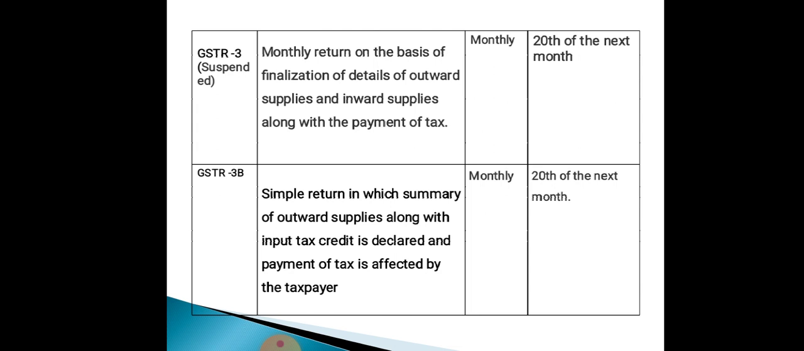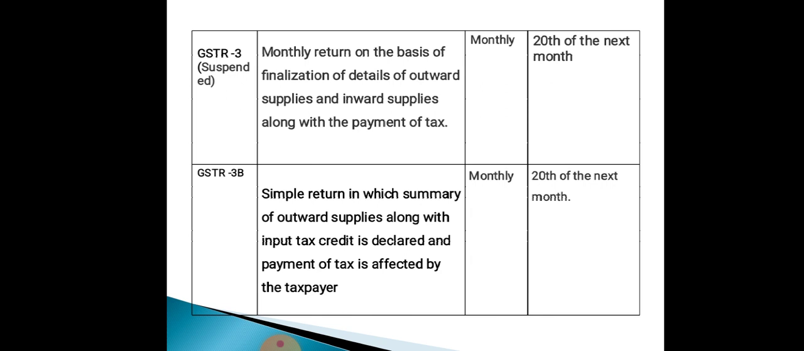Next, GST return 3, suspended. Monthly return on the basis of finalization of details of outward supplies and inward supplies along with the payment of tax. GST return 3 is a monthly return with the summarized details of sales and purchases during the month along with the amount of GST liability. This return is auto-generated, pulling information from GST return 1 and GST return 2.